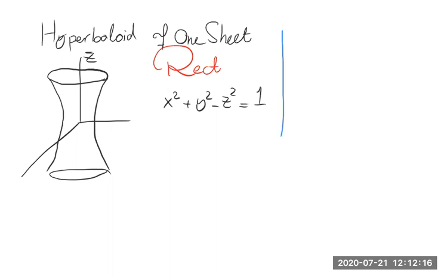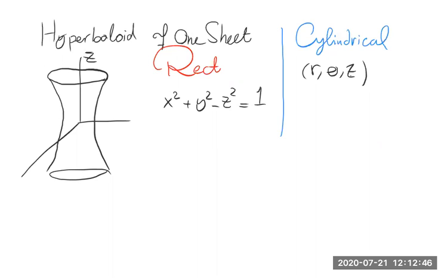Now I want to write this thing in cylindrical coordinates. What would be the equation in cylindrical coordinates? Well, it means I want to write it in terms of r, theta, and z, right? That's what I'm looking for. I want to write down the same equation in terms of r, theta, and z.